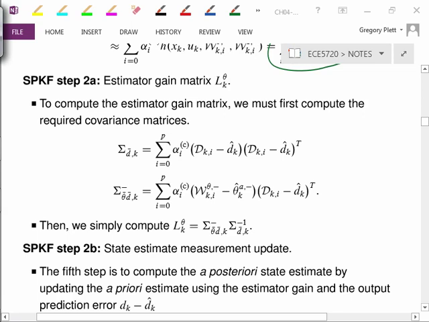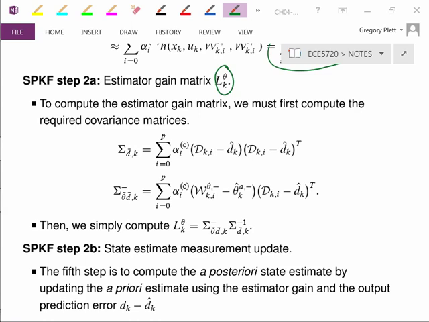Step 2a is to estimate the gain matrix. We just called it L_k before. Now I'm going to call it L theta k because we remember that this is the gain for the parameter estimator filter. Later on we're going to have a state filter and a parameter filter, and I want to be able to distinguish between them, so I give this one a different name, L theta.